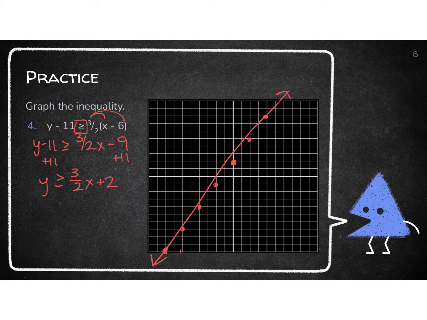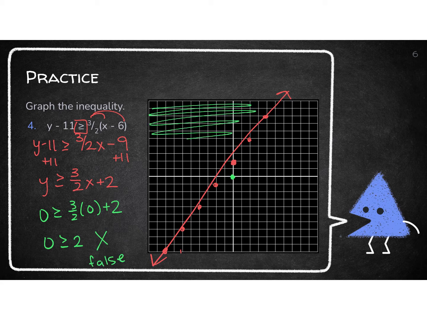And now we are going to plug that 0, 0 in. So here's that point I'm going to try. 0 is greater than 3 over 2 times 0 plus 2. So that gives me 0 is greater than 2. Again, that is a false statement. So I want to shade the side that is not the one I tested, not including that point I tested.